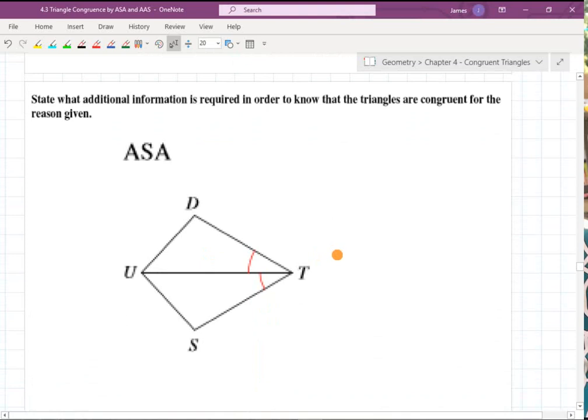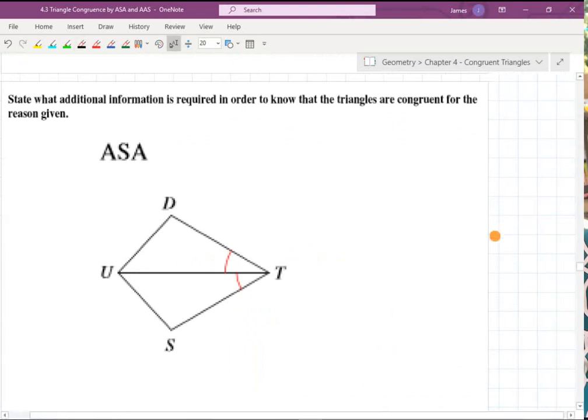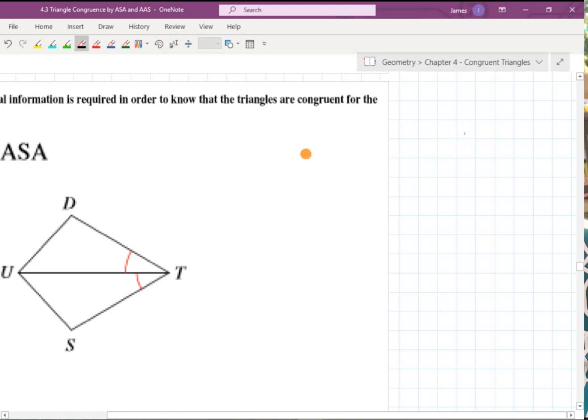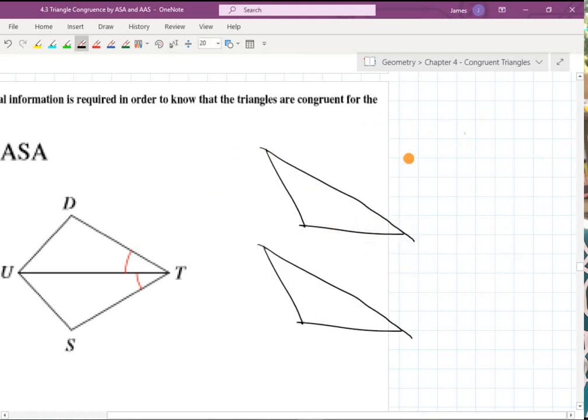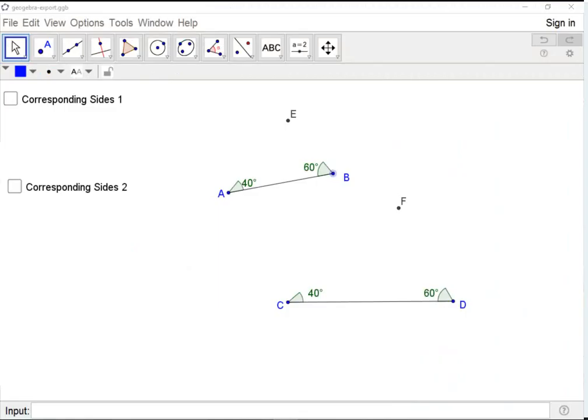What if I did this? What if I gave you this picture, and I said, based off this information, that angle is congruent to that angle, that one congruent to that one, and that one congruent to that one. Angle, angle, angle, huh? Is that one of our theorems or postulates? No, it's not. Does anybody know whether they would be congruent or not? All right, so that was weird.